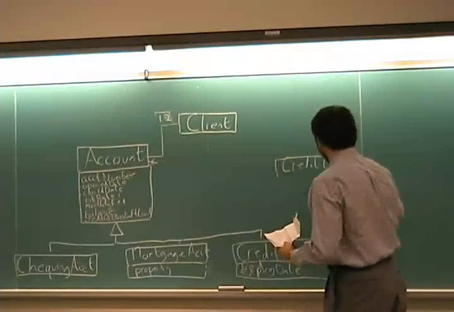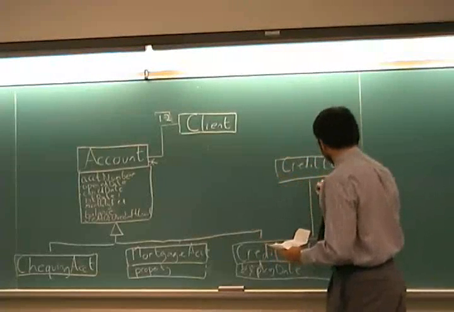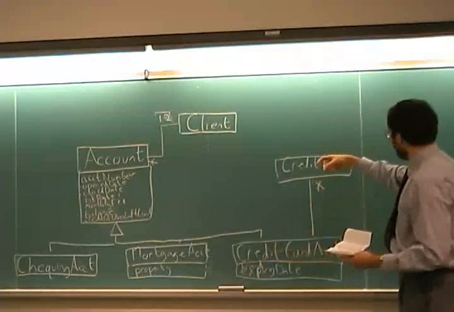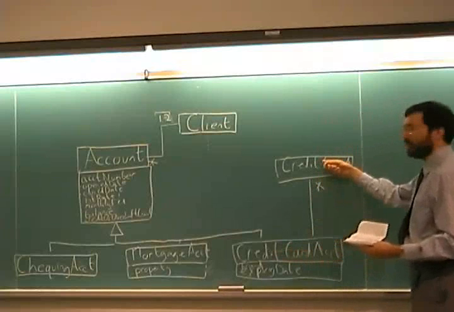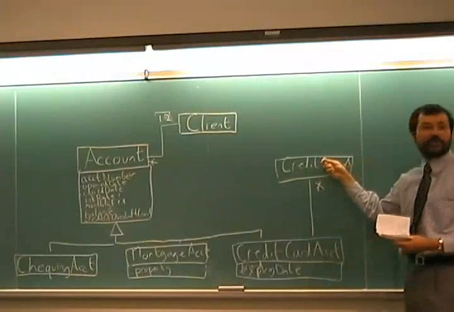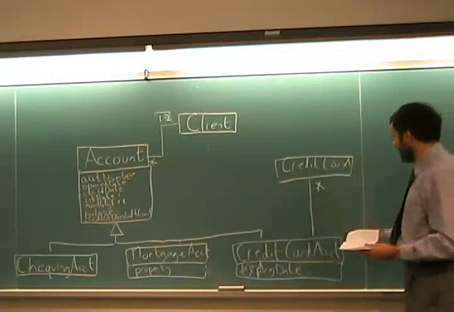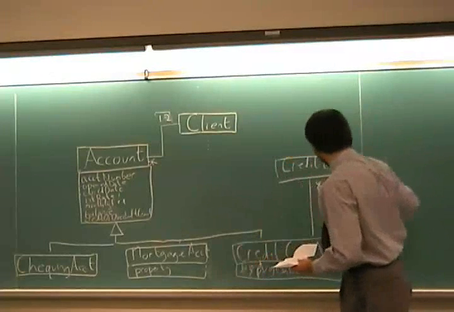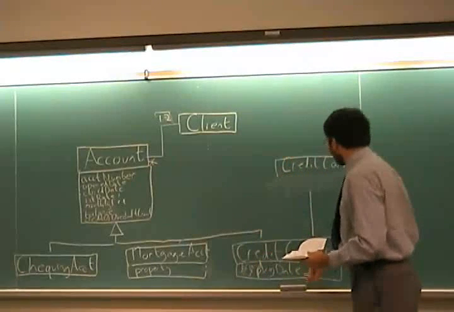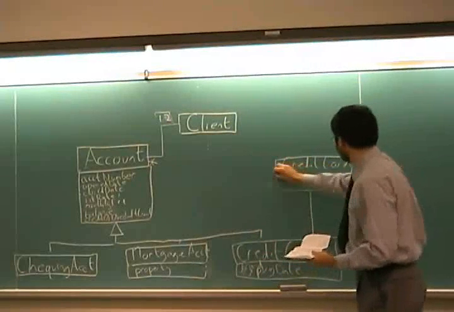We could have, he's saying, a one-to-many relationship between a credit card account and credit card. Okay, does that make sense to people? Now he's saying that it can have in it attributes such as expiry date and brand.